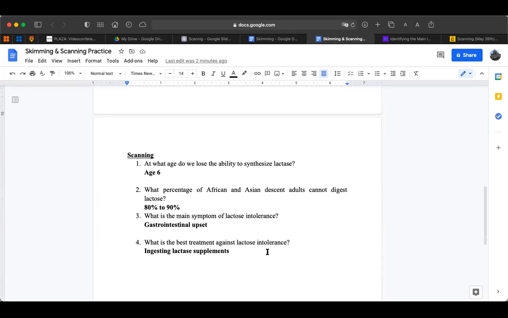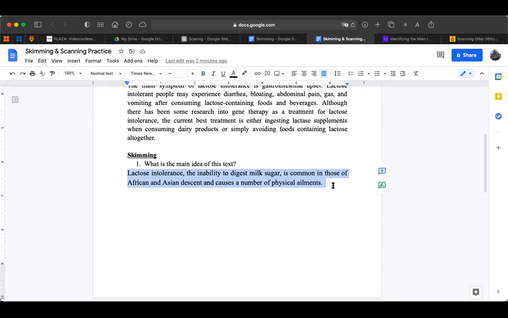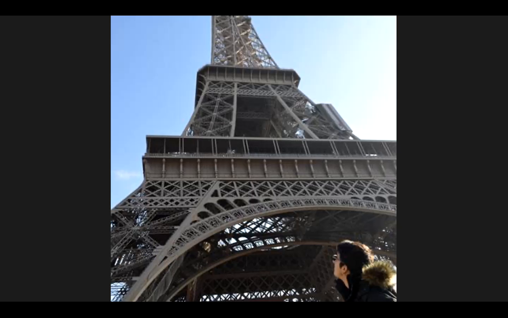So, for scanning, short phrases, or as short as possible. It goes straight to the point. And for skimming, there you do write sentences, to state the main idea of a text. If you got confused, okay? Any other questions? No more questions. I think that's it for skimming and scanning.